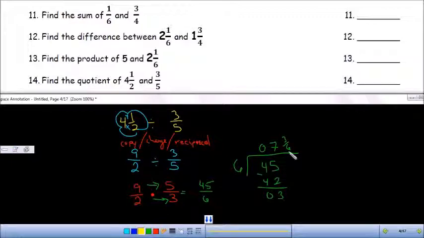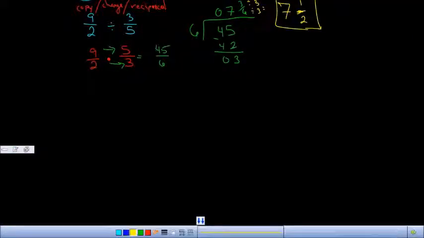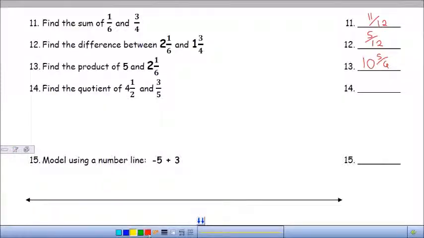Now 3/6 can be simplified. Both top and bottom can be divided by 3, right? So my answer is going to be 7. The whole number doesn't get simplified, but 3 divided by 3 is 1, and 6 divided by 3 is 2. So my final answer is 7 and 1/2. And that's what I'm going to put on my answer place. 7 and 1/2.